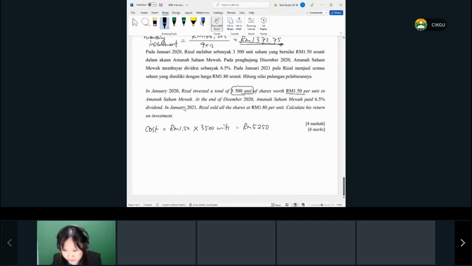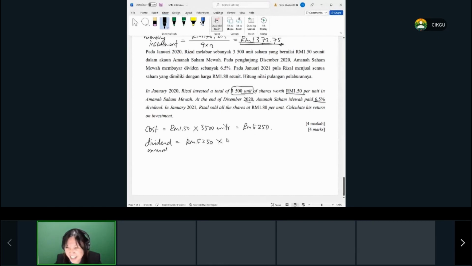Why does he want to buy share? Let's continue to read. By the end of December 2020, Amanah Saham paid a 6.5% dividend. That means Amanah Saham, as a token of appreciation, says, thank you, Rizal, for buying our share. By the end of this year, we're going to give you 6.5% extra cash. You save, and then you go and buy this, and the money is kept with Amanah Saham, of course. But every year you get an extra 6.5%. This is an annual dividend. Dividend is always annual. Every year they will give you.